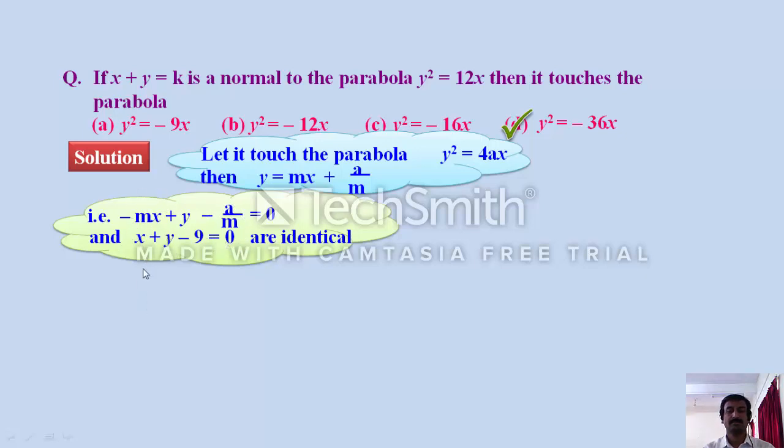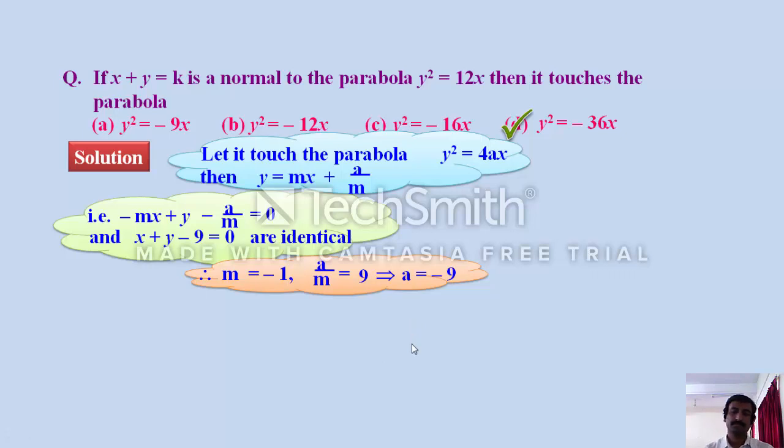So now let us see here, the coefficient of x is m, which is 1 equal to minus m, so the slope is minus 1. Again, the y coefficient is 1, minus a by m equal to minus 9, that is a by m equal to 9. So now m is minus 1, a by m equal to 9, a is minus 9. This is how we got it.